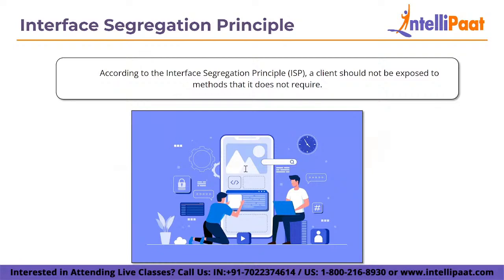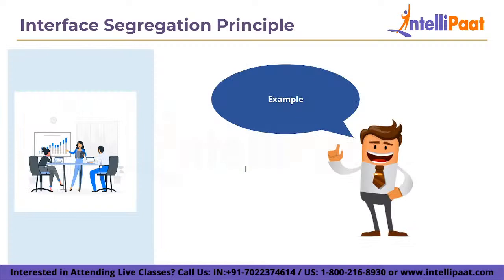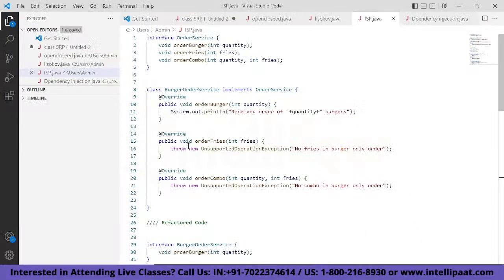Now we are going to write some code over here to demonstrate the interface segregation principle. So here we are going to write some code for our burger shop where customers can purchase a burger, fries or both. We have opted to include all the methods in a single interface because a customer can order fries, burgers or both. Now in order to construct a burger-only order, we must throw an exception in the order fries method. Similarly, we need to throw an exception in the order burger method for a fries-only order.